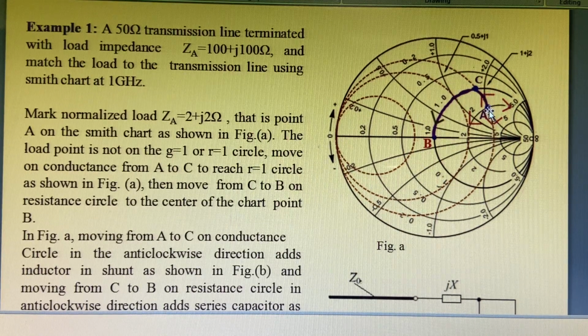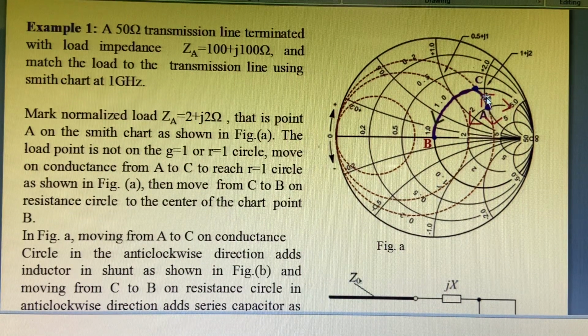So we should move from here on the conductance circle. We can move from A in the anti-clockwise direction like this. Move from A to C on the conductance circle. It will intersect the R equal to 1 circle here. So we move on the G circle, the conductance circle, and reach the point C.